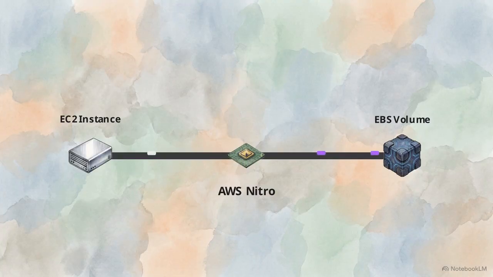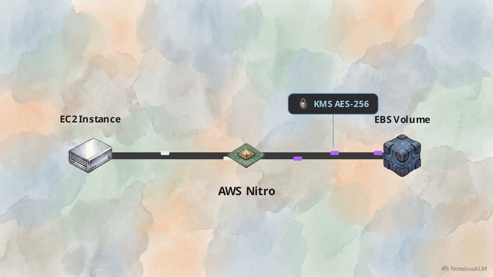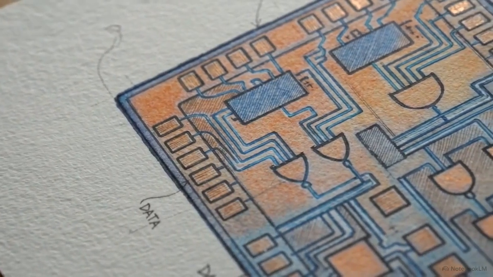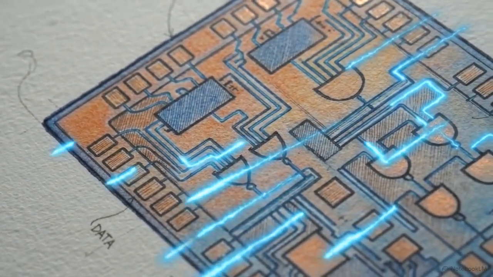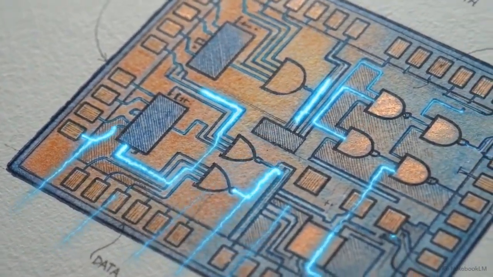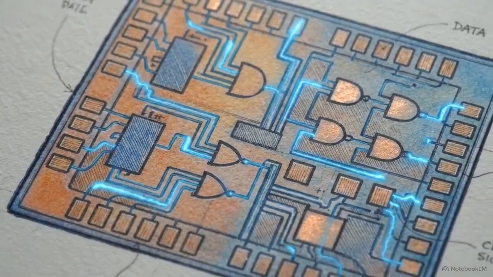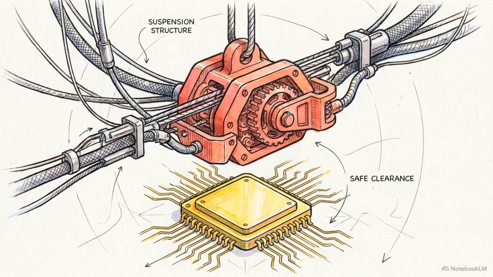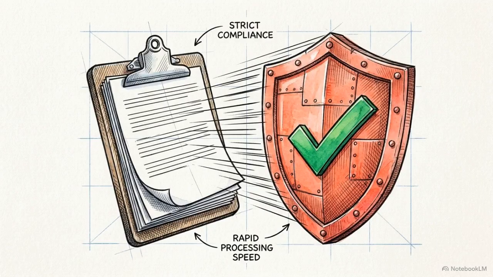As data travels along the pathway, the Nitro hardware physically intercepts all I/O traffic and applies AES-256 encryption, leveraging keys securely managed by the AWS Key Management Service. These cryptographic cycles occur strictly on the Nitro silicon. They never touch the CPU cores you are renting for your primary workload. By offloading the mathematical heavy lifting to the physical network interface fabric, the system enforces strict security standards with virtually zero impact on your application's processing speed.